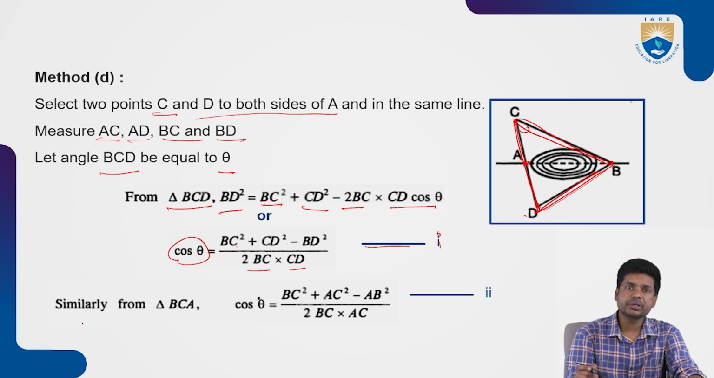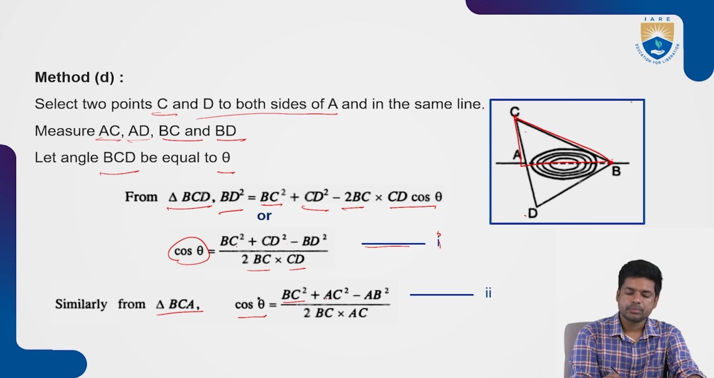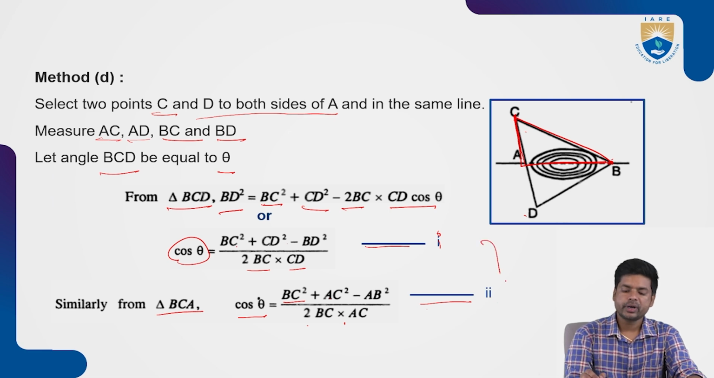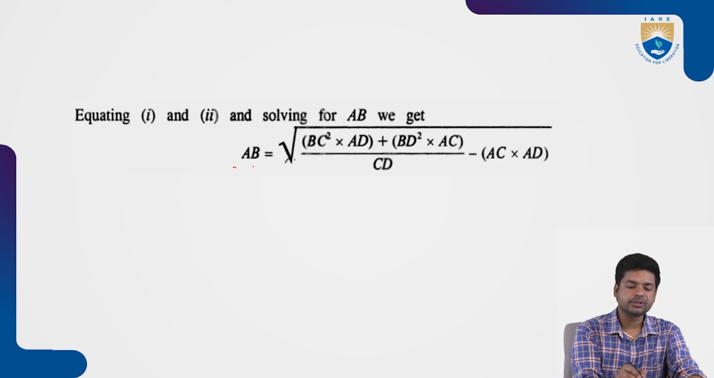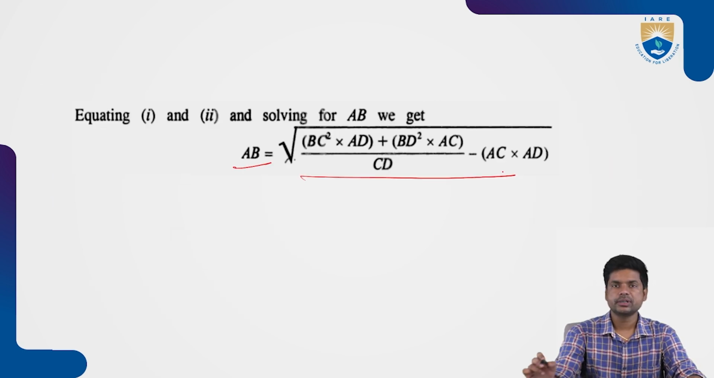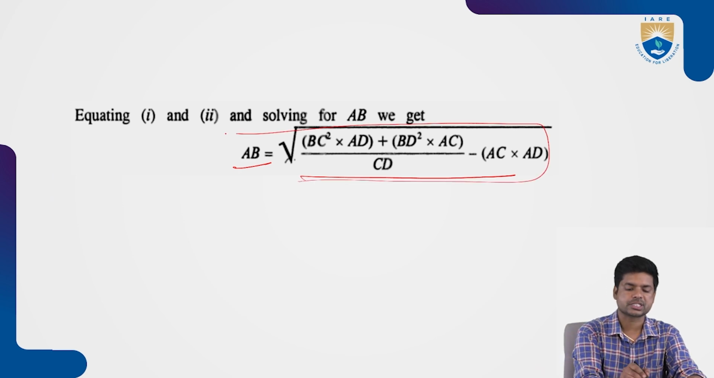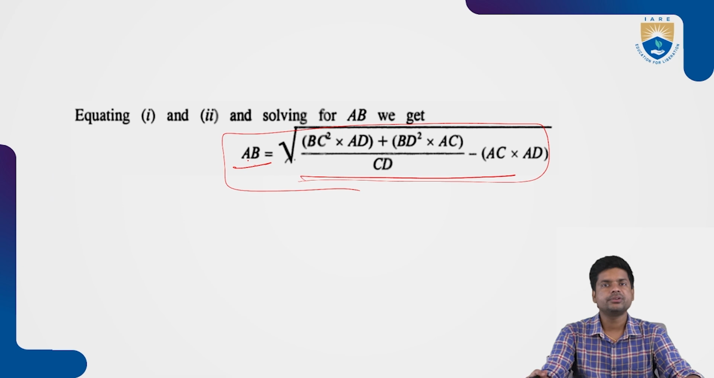Now, from the similar triangle method, triangle BCA. From triangle BCA, we can write cos theta is equal to BC square plus AC square minus AB square by 2BC into AC. This is marked as the second equation. Now equate these two equations, equate this cos theta and this cos theta. After equating this, we can get the length of line AB by using this particular formula. If you solve that, you will get this expression, so from this you can find out the length of AB.